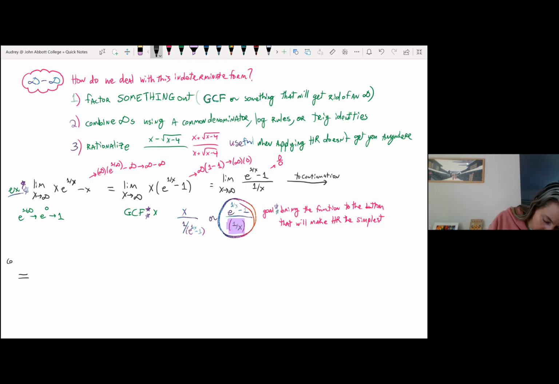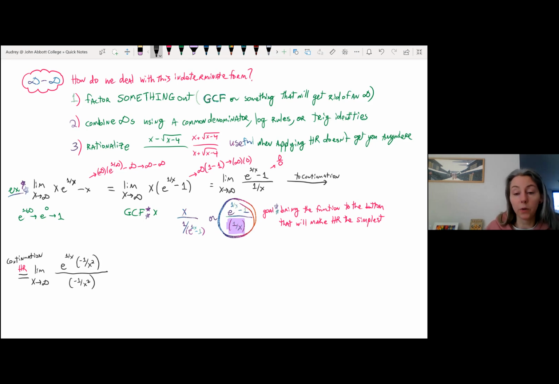So here we're going to continue. We're going to be applying L'Hopital's rule here to get the limit as x approaches infinity. We need to not forget our chain rule here. This is going to be the derivative of e to the 1 over x, that's e to the 1 over x times the derivative of 1 over x, and then divided by the derivative of 1 over x.